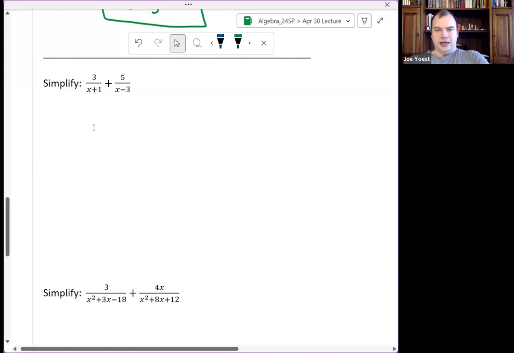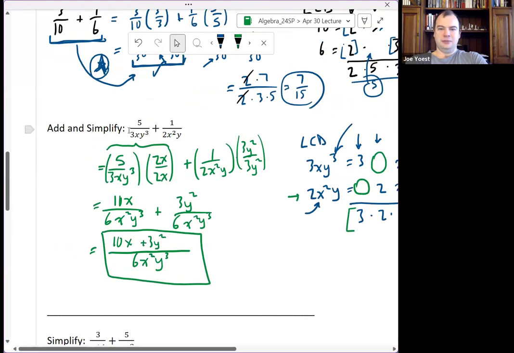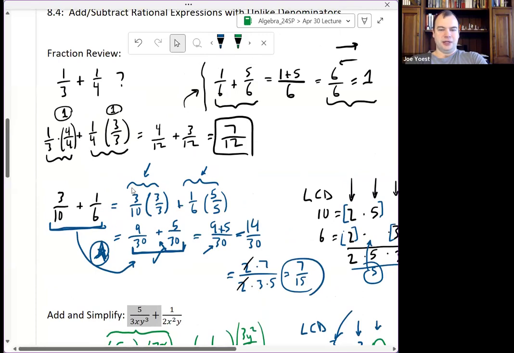Okay, let's look at a problem like this. We want to simplify 3 over x plus 1 plus 5 over x minus 3. Now, what do I have here? Again, I have just two fractions added together with unlike denominators. So I have the same structure in that sense as, say, this problem or even my numerical fractions up here.